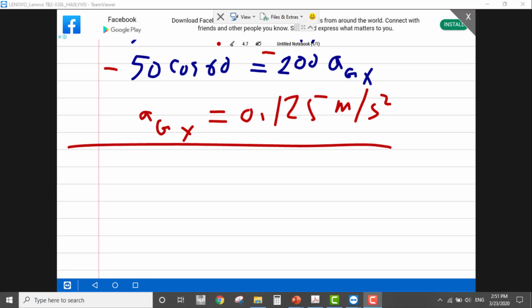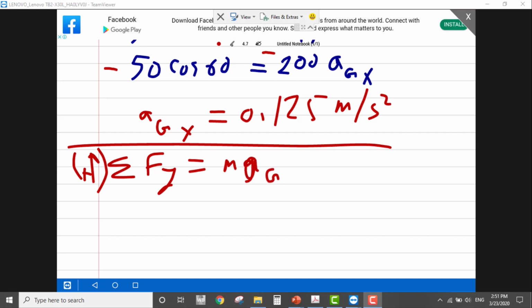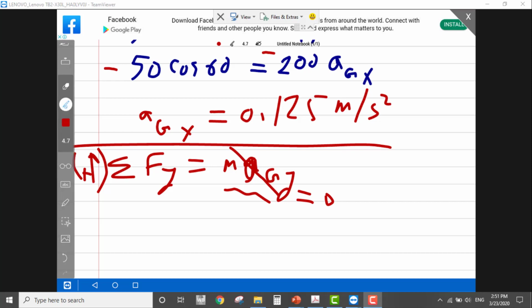Let's move now to the second equation, which is summation of force in y direction equal to, what do you think? Equal to m a, sorry, this is a G in y direction, and this quantity equals 0, because the handcart translates in the x-axis. It will not fly. If you put a value for this term, then you assume that this cart is flying or traveling on an inclined surface. Okay.